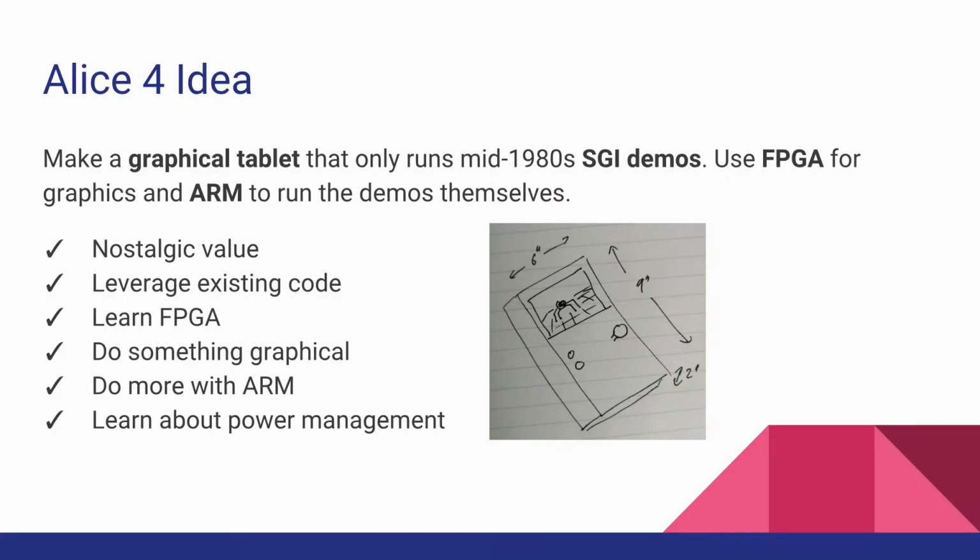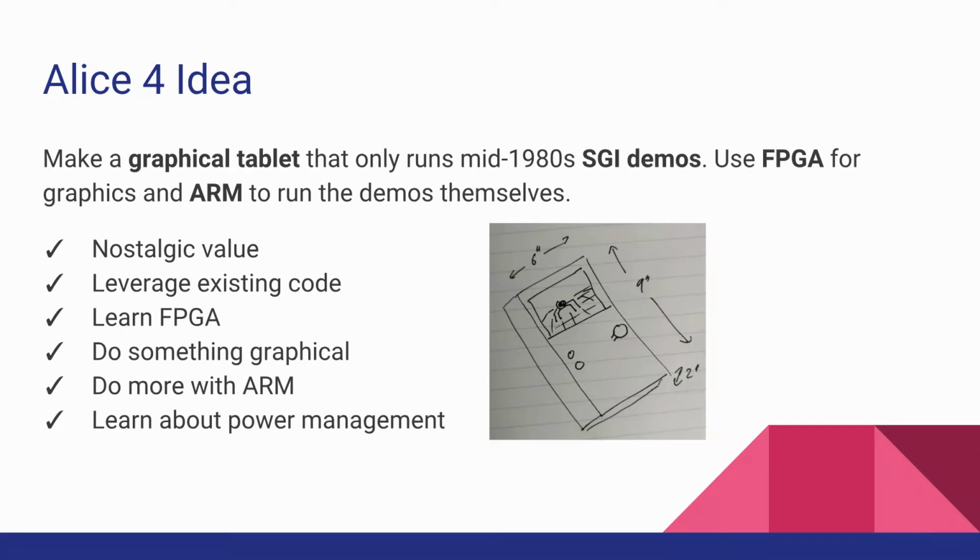So here's the idea for Alice 4. We're going to make a graphical tablet that does nothing but run mid-80s SGI demos. That's it. So it hits everything, right? It's got the nostalgia of SGI. We can leverage all this existing demo code. I'm going to learn the FPGA because the pixel part of the graphics pipeline is going to be in the FPGA. It's going to be graphical.